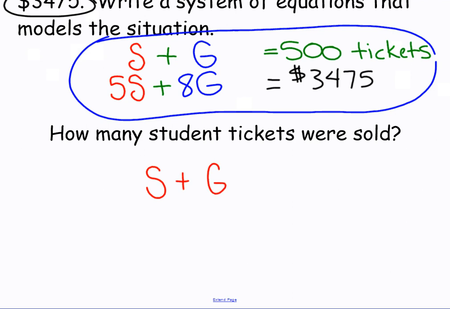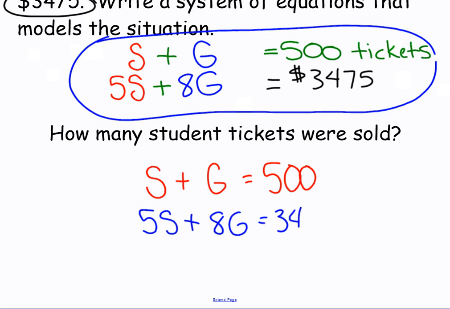So I have S plus G equals 500. I don't care so much about the units when I'm solving it. Then I have 5S plus 8G equals 3,475. Now, I want to solve for student tickets. So that means I'm looking for what does S equal?